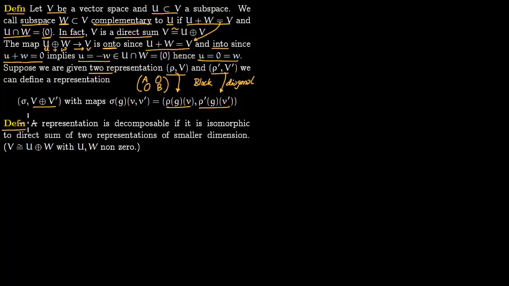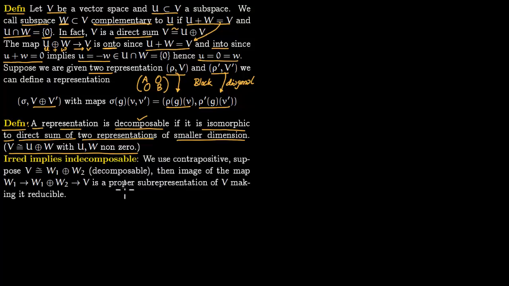So now we come to another definition. A representation is decomposable if it is isomorphic to a direct sum of two representations of smaller dimension. So V is isomorphic to U plus W, with U and W non-zero. This is the way we write it. So we are talking about decomposable now. Now let us see the interplay between irreducible and decomposable.